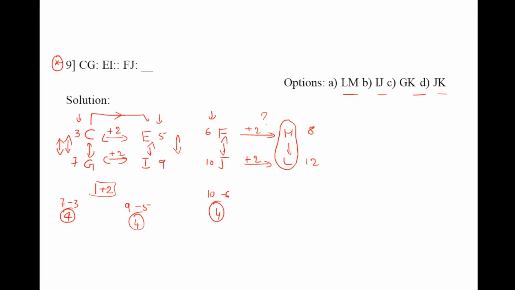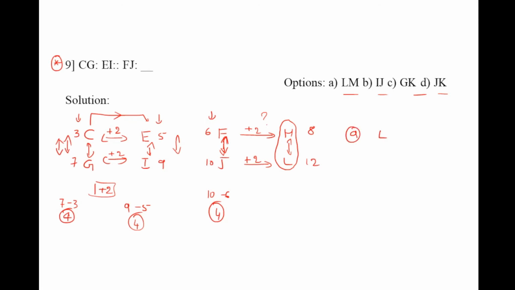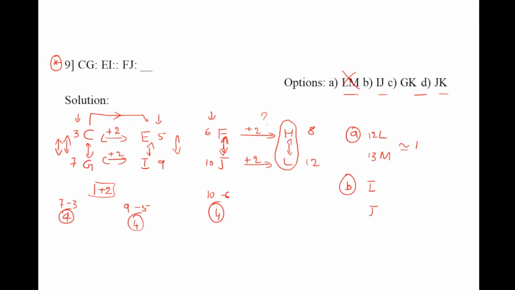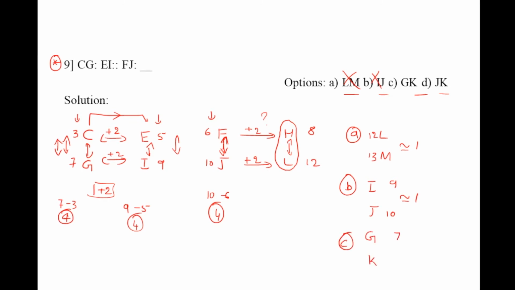Then I must get an answer where the difference in vertical direction must be 4. So when I consider option A, it is L and M. L is 12, M is 13, so the difference is 1, it is not an option. When I consider B, it is I and J. I stands for 9, J stands for 10, the difference is 1, it's also not an answer. And what about C? It is G and K. G stands for 7, K stands for 11. What is the difference? 4.